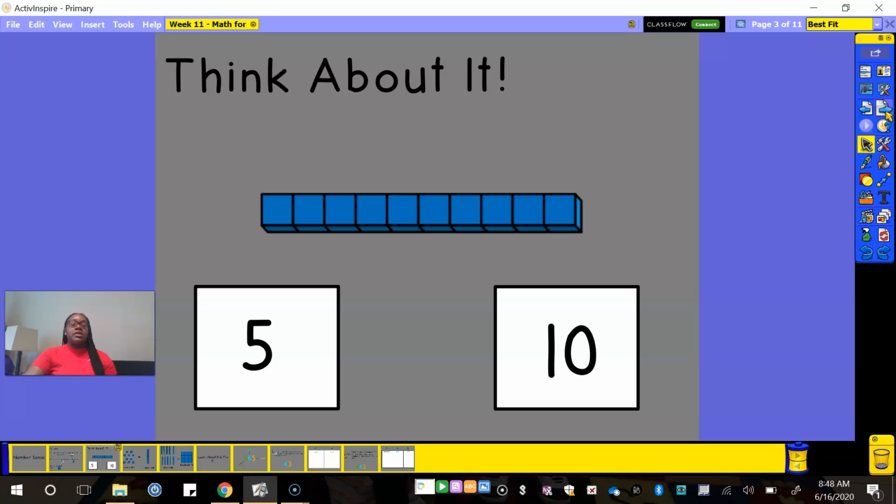All right, so let's think really quickly. By looking at this base 10 rod, how many cubes do you think are in this rod? Do you think there are 5, or do you think there are 10? You can pause the video to talk about it with whoever you're working with.